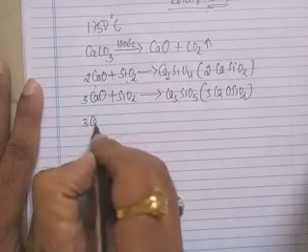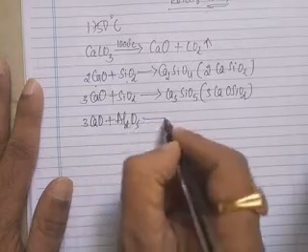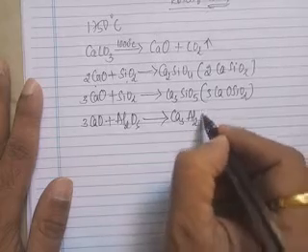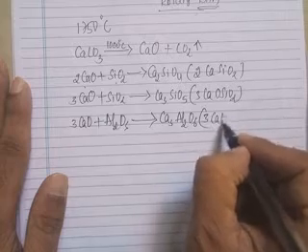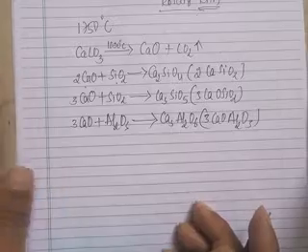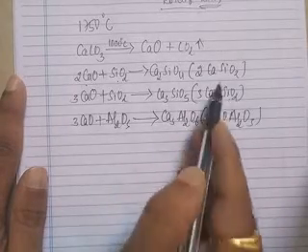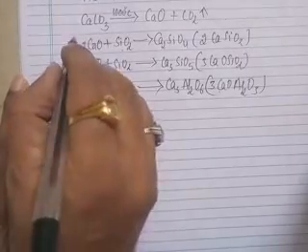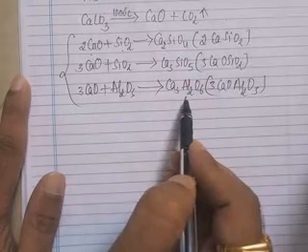Plus Al2O3, which is alumina. This forms Ca3Al2O6, or this can be written as 3CaO.Al2O3. So calcium silicates and calcium aluminates are formed.